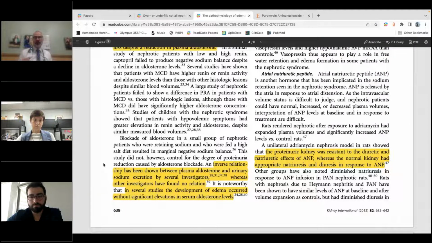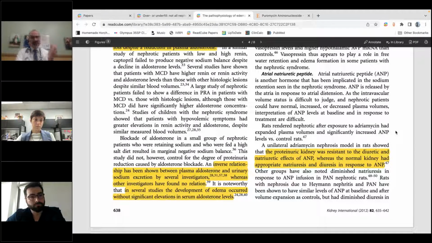There's been conflicting results on whether there's an agreement between the aldo concentration and the urine sodium concentration. Some studies found that there was, some found that there wasn't. And other studies have found that you can have edema without having any increase in aldo levels, saying it's probably RAS independent.